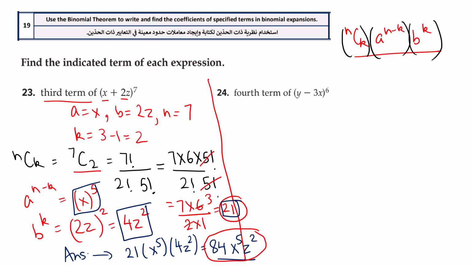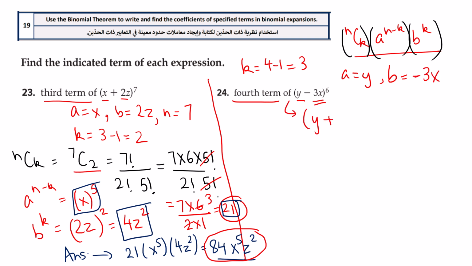Let's do one more. Here we need to find the fourth term. So k will be 4 minus 1, which is 3. The first term here is y. The second term here is 3x, but this time it has a negative sign, so it's better to write the question again in this form so that you know that the second term is negative. This is a good way of writing.